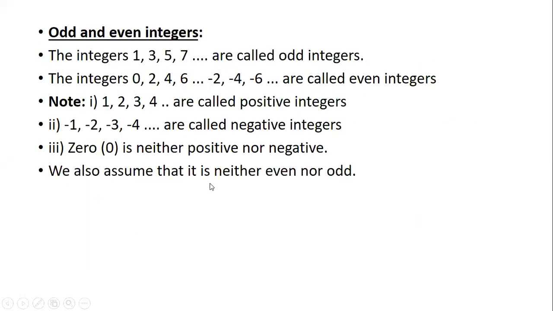Next, odd integers and even integers. Odd integers are nothing but the odd numbers in your number system, and even integers are even numbers in your number system. So that is going to be your odd and even integers.